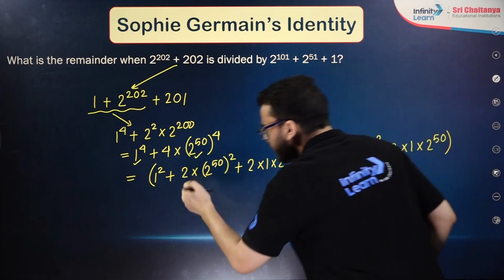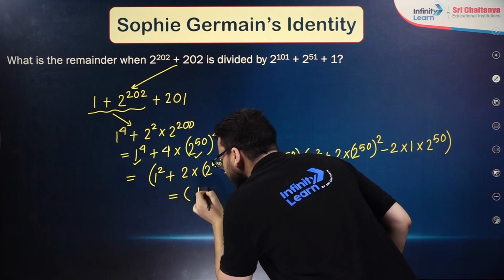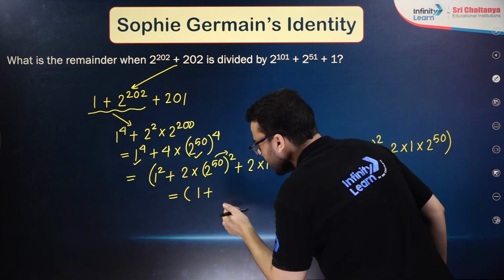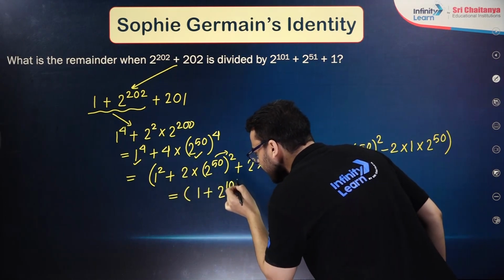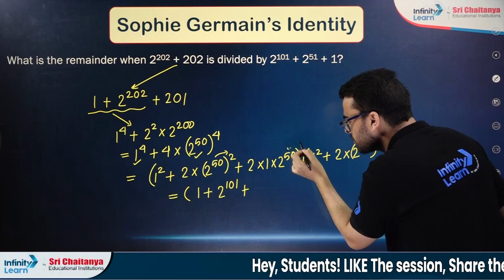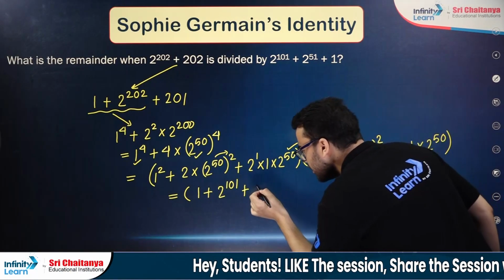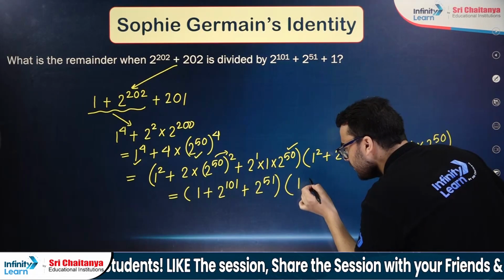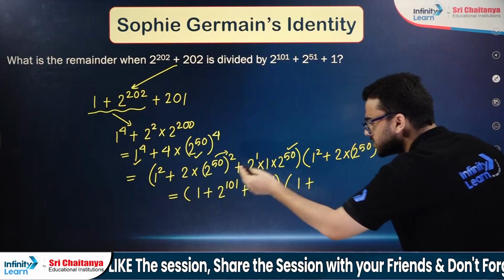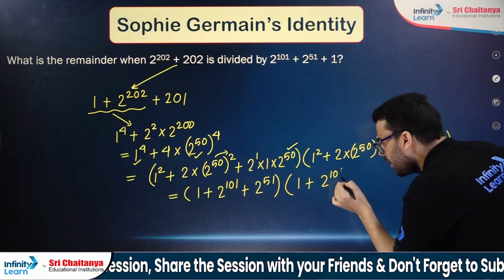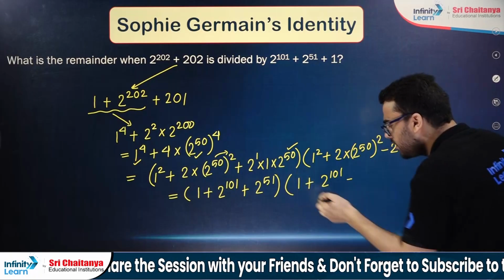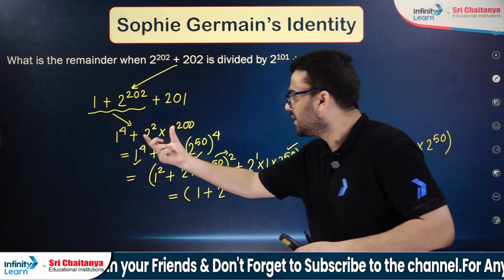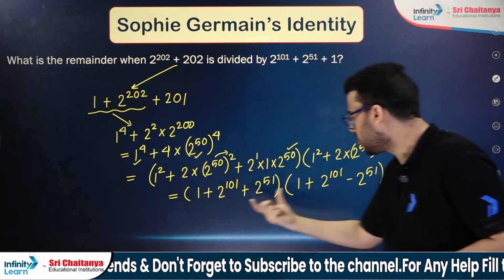So this is nothing but, if you simplify, it is basically 1 plus, this is 2 raised to the power 100 into 2. So it will be 2 raised to the power 101 plus 2 raised to the power 50 into 2 raised to the power 1, so it is 2 raised to the power 51. Now over here as well, you are getting 1, and then 2 raised to the power 101 minus 2 raised to the power 51. So basically, I hope you understand that this thing is equal to this.